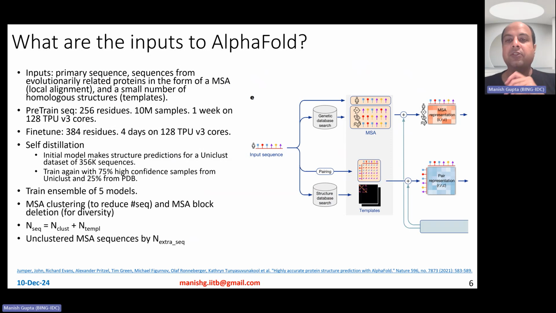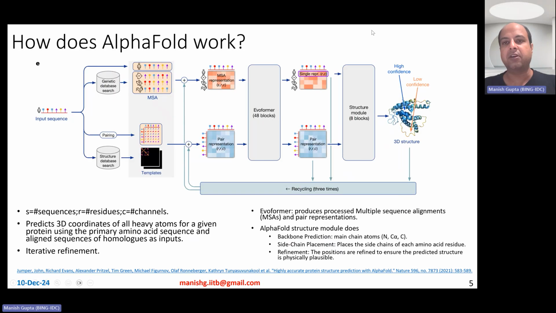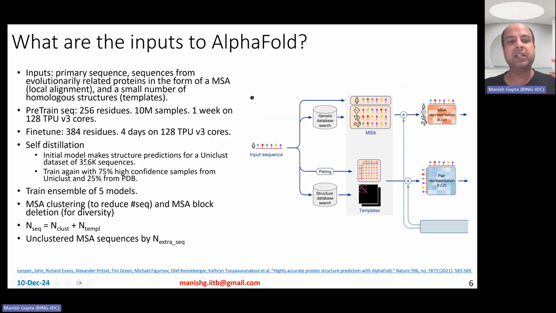Okay. So after they have trained the entire network, this is just the first stage. After they have trained the entire network, which means all of this is done, they run this network on another large data set called the uniqueness data set, which has 356K sequences. So what they do is run this network on that data set, and they make structure predictions. Now, high confident predictions, they take back and use to retrain the entire network. Okay. This used to be called self-training in the previous world. They just call it self-distillation here.